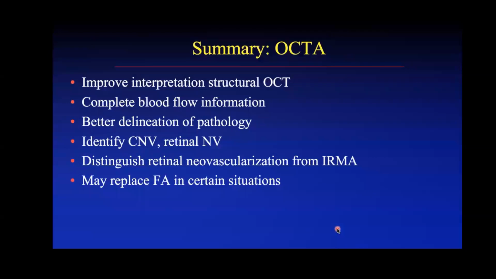So in summary, I hope I've shown you that OCTA can help improve our interpretation of structural OCT by providing complete blood flow information. It helps to better delineate pathology. It can identify choroidal neovascularization and retinal neovascularization, which are both very important in our treatment paradigms. It can help to distinguish retinal neovascularization from IRMA without fluorescein angiography, and in some cases, it may be able to replace fluorescein angiography.